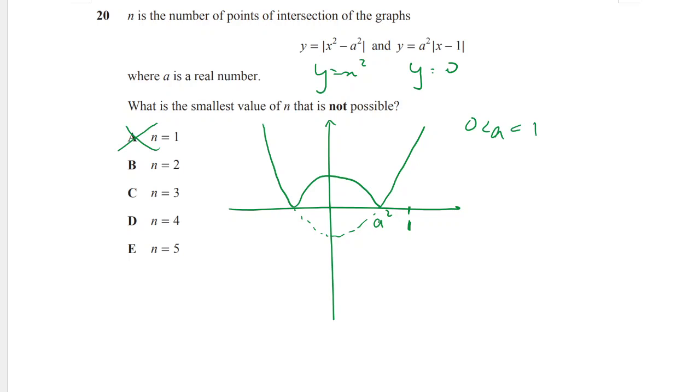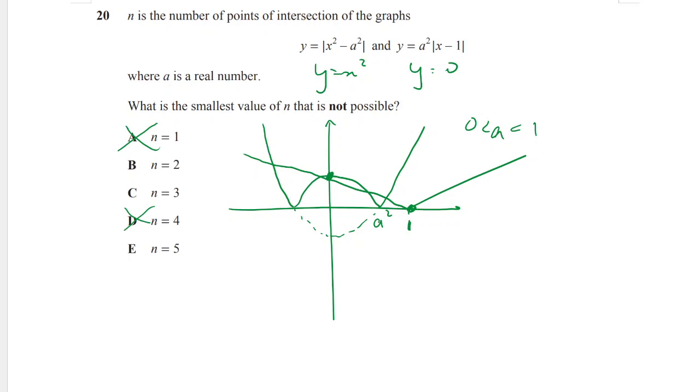So what points must it pass through? Well, remember the V must pass through this point, because when x is 0, both graphs yield y equals a squared. The y-intercept of both graphs is a squared. So therefore, I know that it passes through these 2 points. So I probably have a line which does this, and I'll have a reflection here because it's an absolute value graph. So already you can see I have 4 solutions. So 4 is possible. So D is wrong. Happy so far?